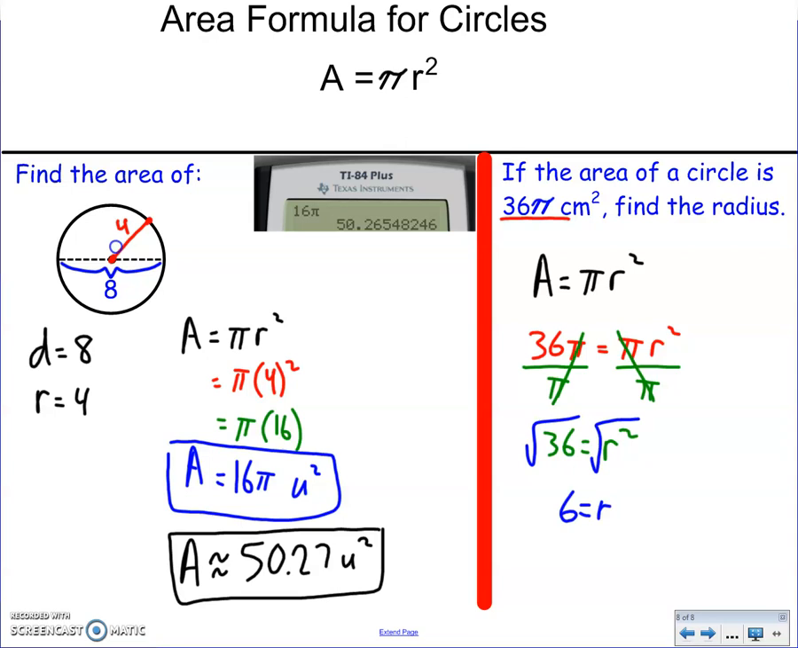So I'll put r first. The radius equals 6. What units are there? Centimeters.